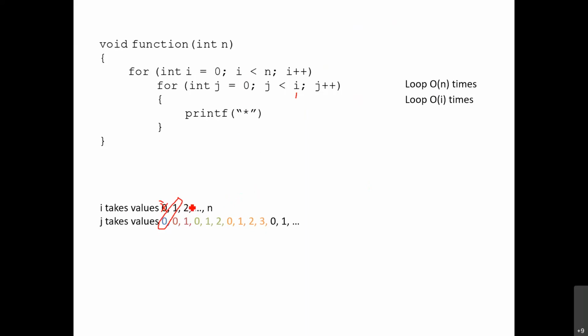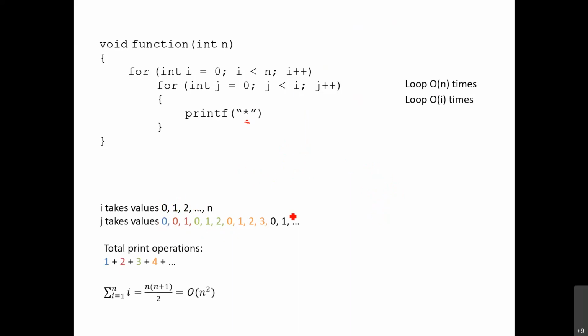When i is 2, j is going to take 0, then 1, then the condition breaks. So when are we printing? That's another way of asking it. For what values of j are we printing this star? Well, when j is 0 and i is 1, we print. When j is 0 or 1 and i is 2, we print, and so on. When i becomes 3, if j is 0, 1, 2, we print. When j is 3, we don't print because the condition is now false. 3 is not strictly less than 3. Okay, good.